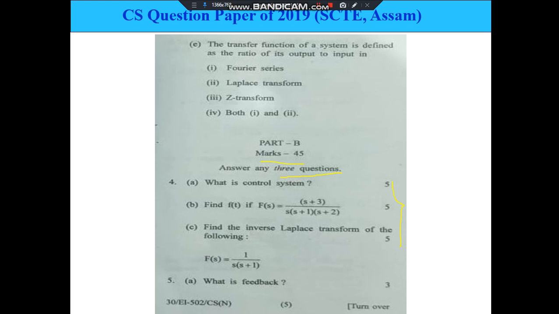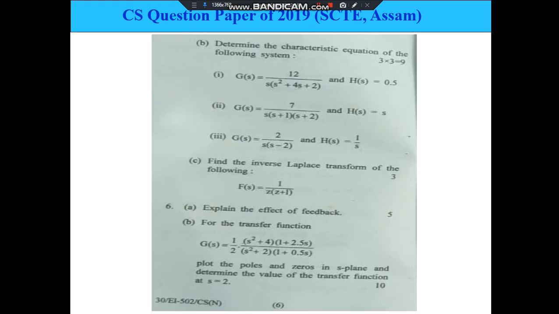What is a control system? Find the FT if F(s) is this one, and find the inverse Laplace transform of this one. What is a feedback system? Determine the characteristic equation. This equation is given; find the inverse Laplace transform of this equation. Explain the effect of feedback for the transfer function. Find the transfer function at s equal to 2 and plot poles and zeros in the S plane.